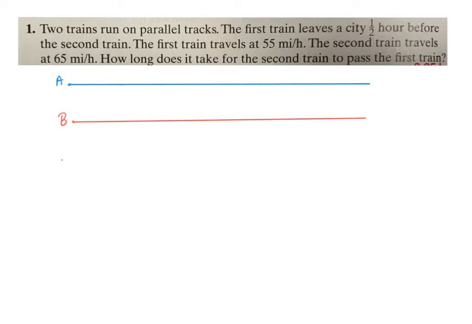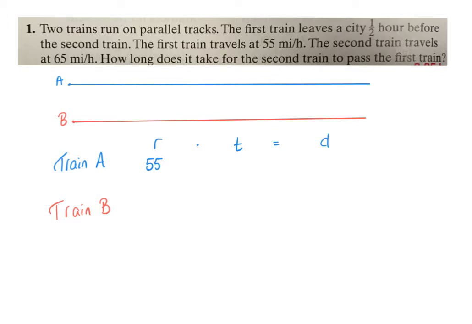For the first train, rate times time equals distance, all right? Same for the second train. So we're going to fill in what we know. What is the rate of the first train? 55 miles an hour. All right.